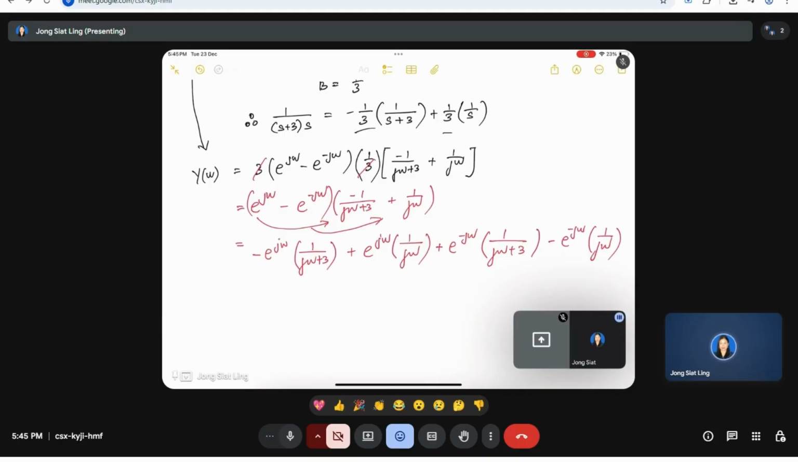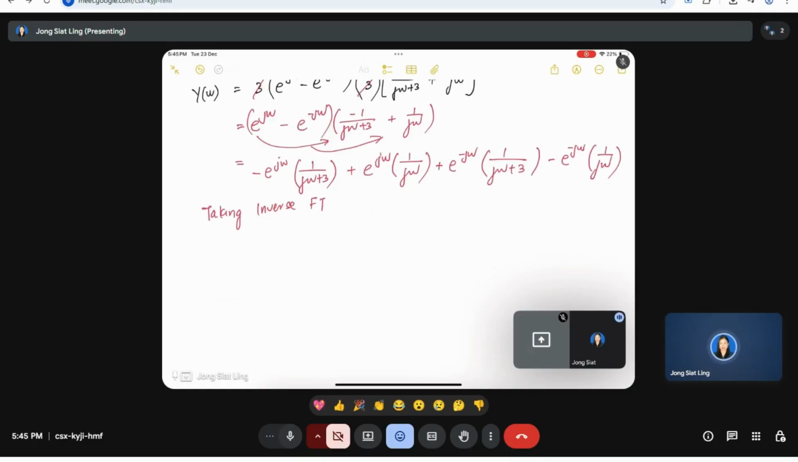So how to get the y(t)? So for the y(t), we can take the inverse Fourier transform. Okay, so what can I get here? Okay, this part, what can I get? This part, I can use the exponent power of negative at u(t). Okay, I can use the Fourier transform pair.